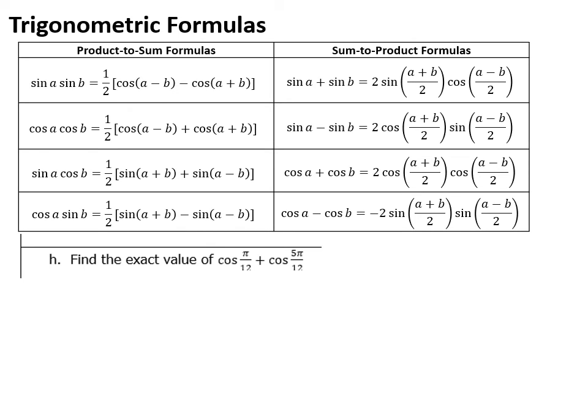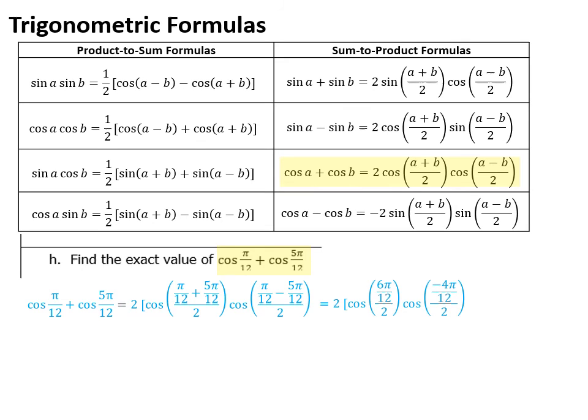Next one, find the exact value of cosine of pi over 12 plus cosine of 5 pi over 12. That's a sum. We can rewrite it as a product. We have cosine plus cosine, so that would be like this one. Plug in what we've got, so 2 times the cosine of pi over 12 plus 5 pi over 12 all over 2 times the cosine of pi over 12 minus 5 pi over 12 all over 2 gets us 2 times the cosine of 6 pi over 12 divided by 2 times the cosine of negative 4 pi over 12 divided by 2, which simplifies to 2 times the cosine of 6 pi over 24 times the cosine of negative 4 pi over 24, which is just 2 times the cosine of pi over 4 times the cosine of negative pi over 6. And cosine of negative pi over 6 is the same as cosine of pi over 6. And that's 2 times root 2 over 2 times root 3 over 2, which is just root 6 over 2.